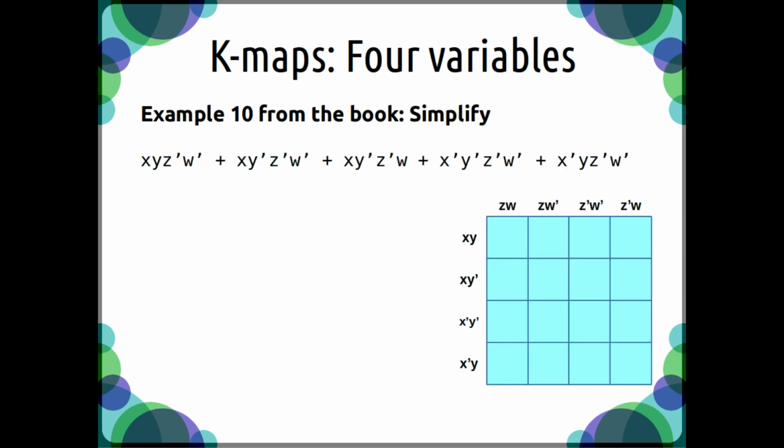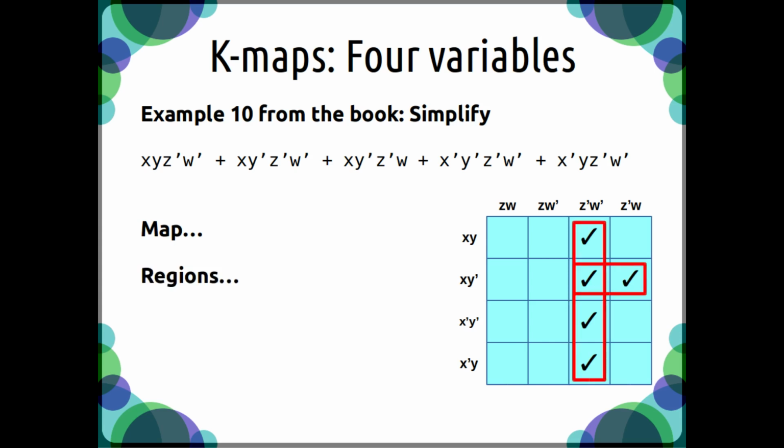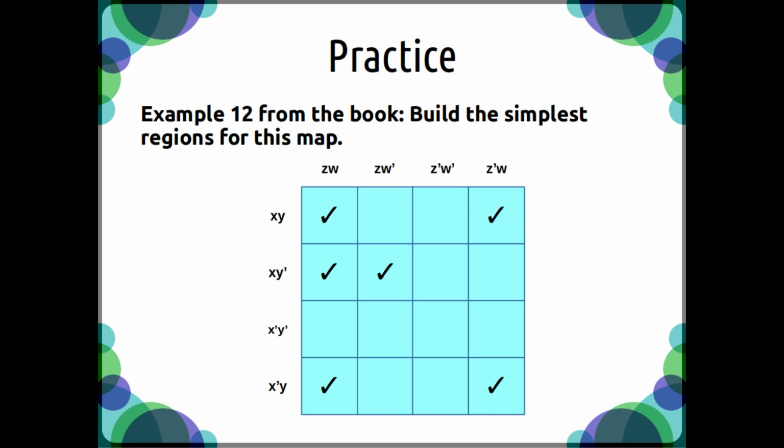So let's simplify this expression. We just need to start off by putting in our check marks. So here's the map. Here are our regions. This first block gives us x, y prime, z prime, and the second block gives us z prime, w prime. Does that make sense? So here's some practice. Build the simplest regions for this map.